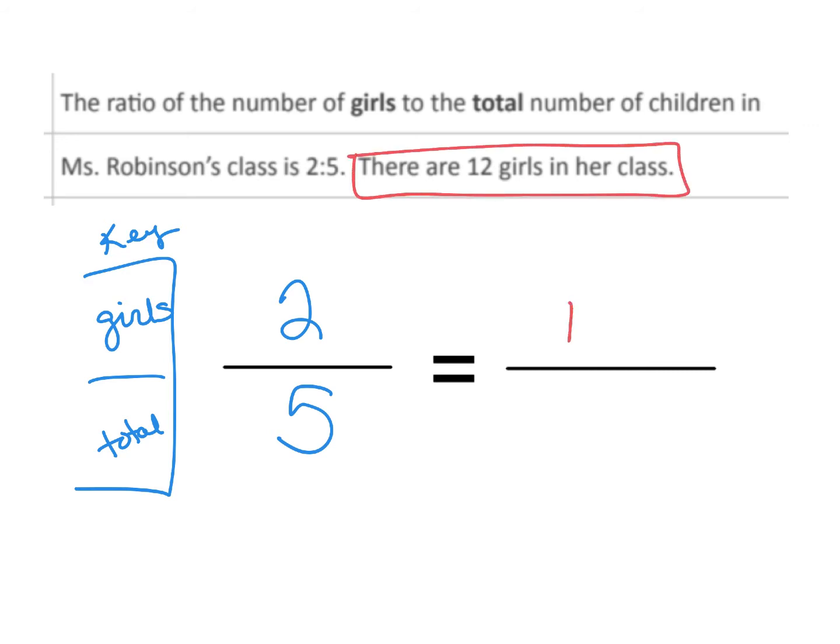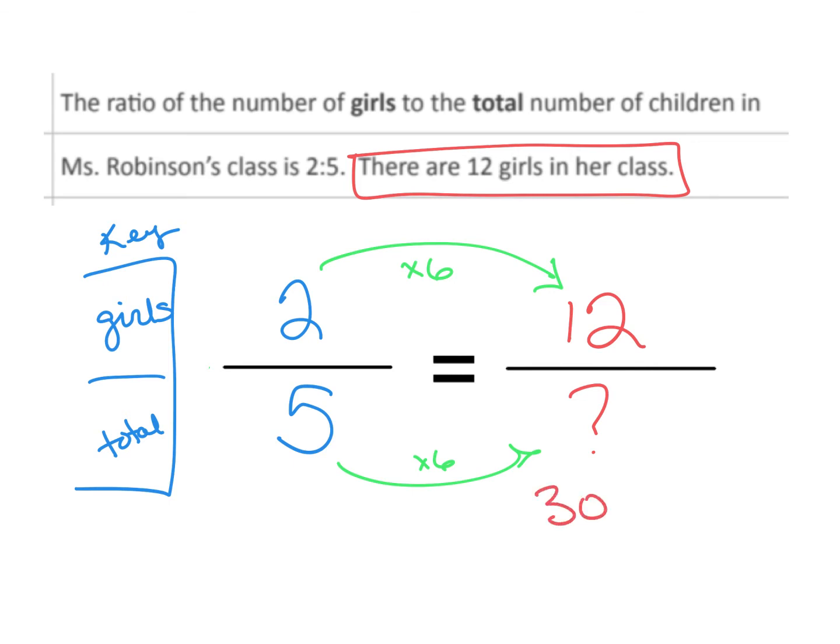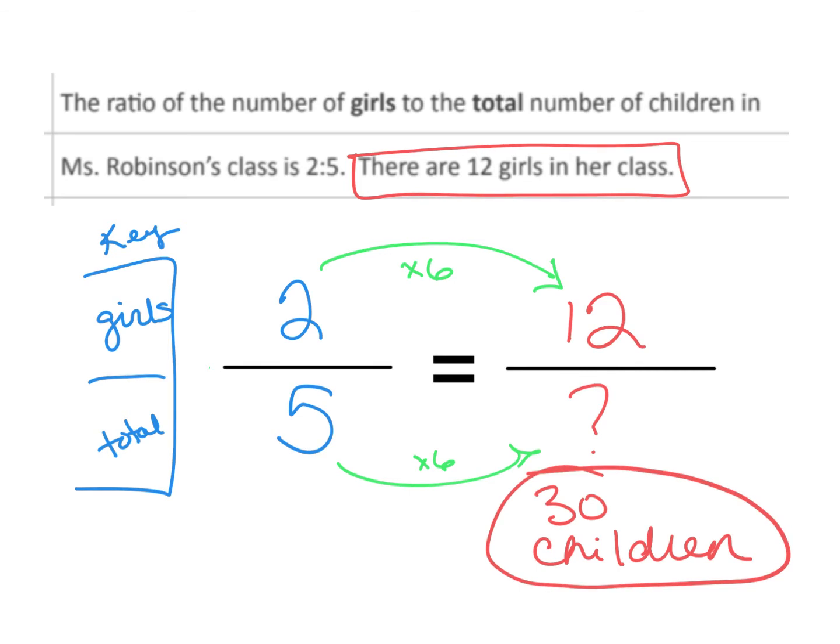So because girls is on top, I'm going to put 12 on top. So this is the total number. This is what we are trying to find. So again, I can go up and down, or I can go across. Up and down will work okay, but I think across is easier. 2 times 6 gives me 12. So 5 times 6, my answer is there are 30 students, children, we'll say children because that's the word they used in the word problem, in her class. There's our answer.